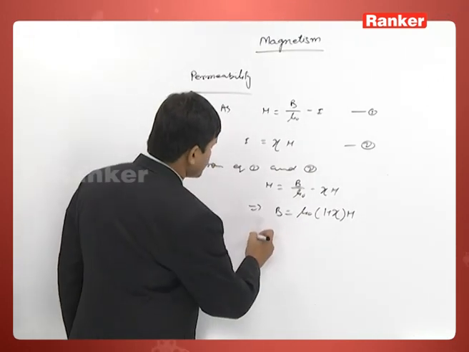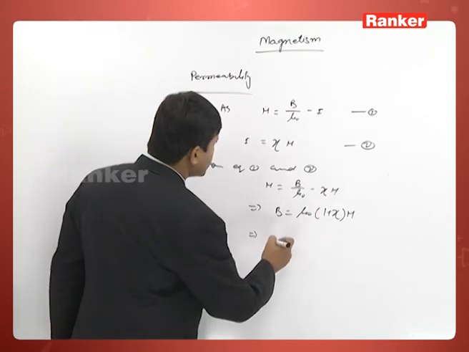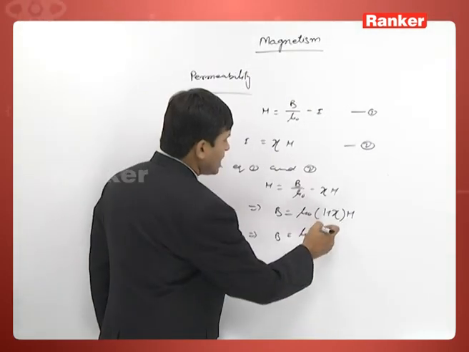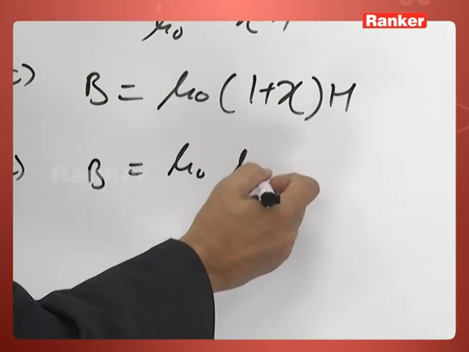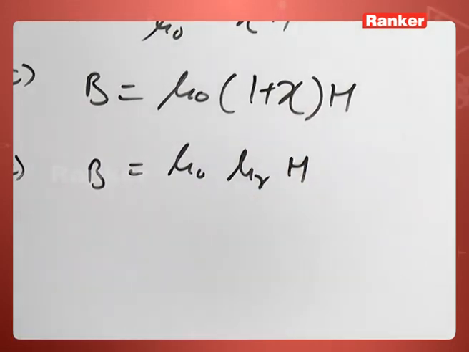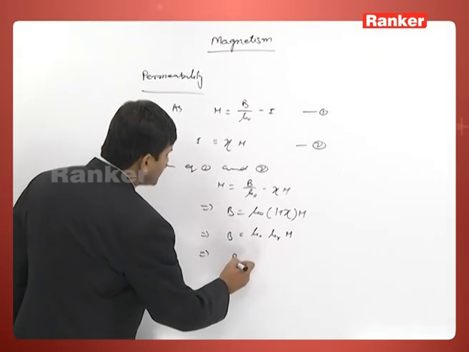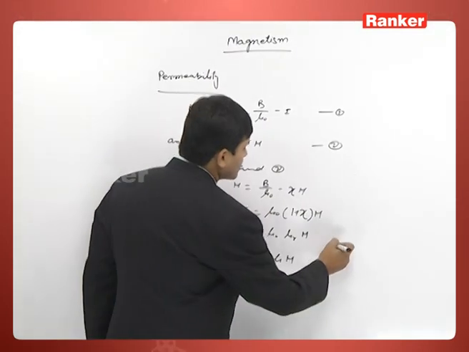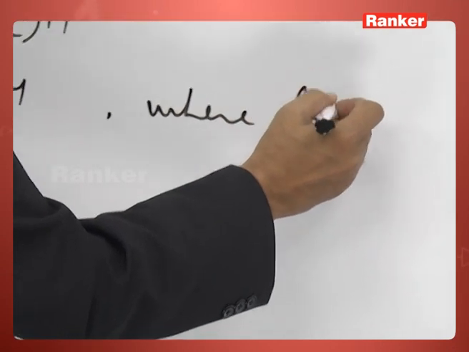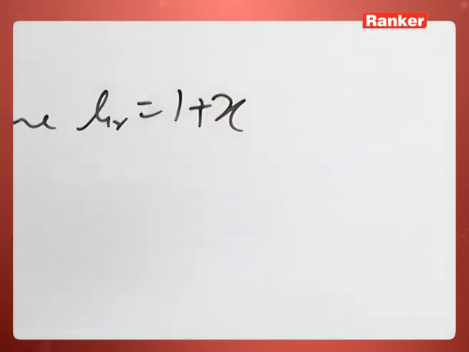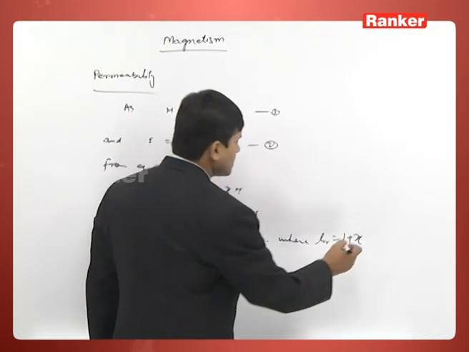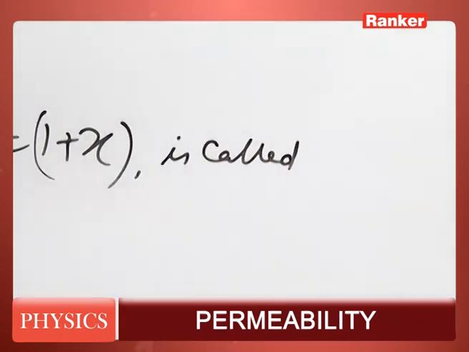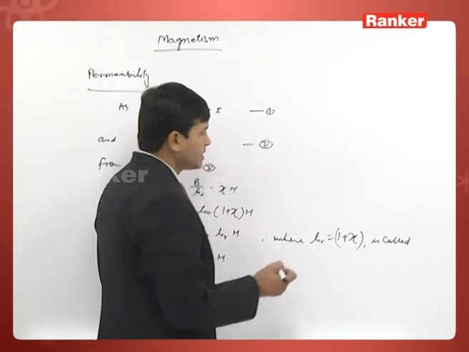Now, here another term we can use: B is equal to mu naught, and 1 plus psi is written as mu r, into H, and this is further written as B is equal to mu into H. So, where mu r is equal to 1 plus psi, is called the relative magnetic permeability of matter.